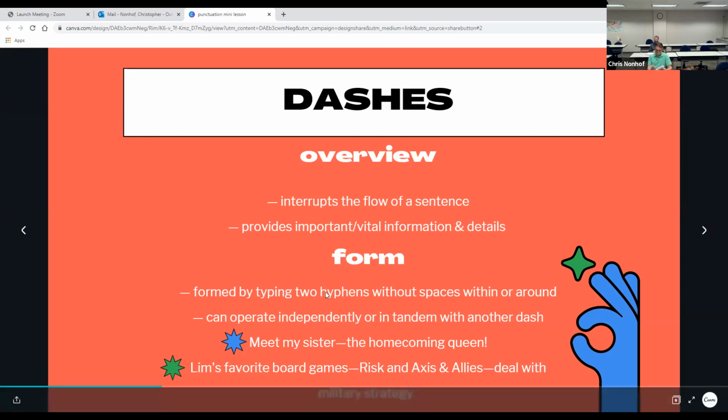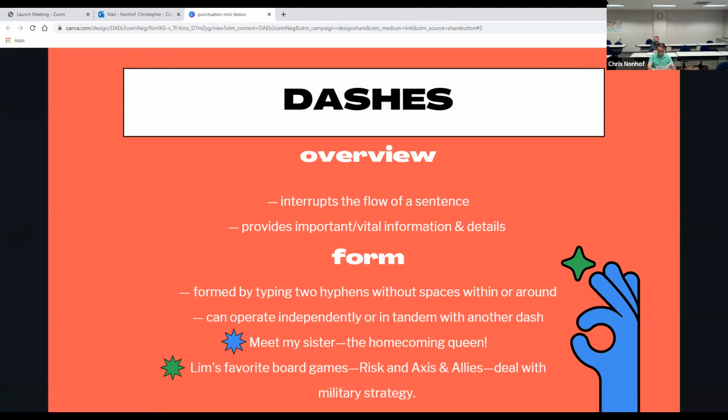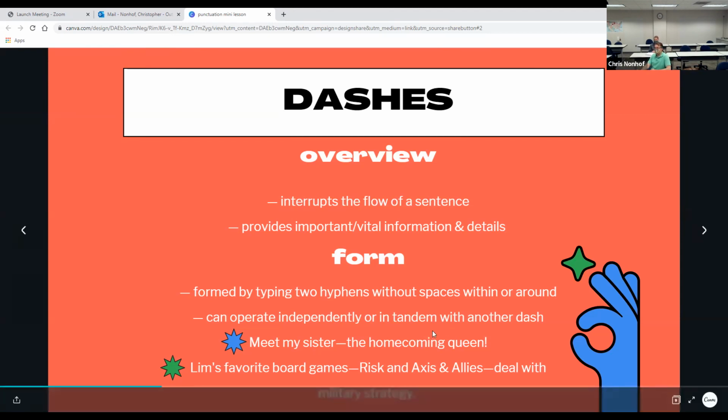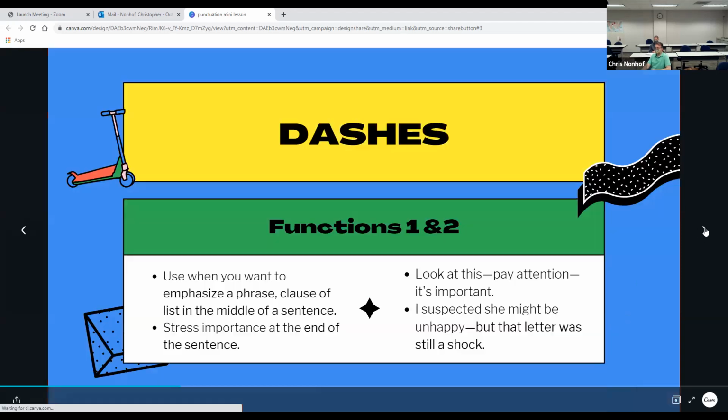So what they look like in a sentence: they're formed by typing 2 hyphens. On your computer, there's a hyphen key, not a dash key, so you type 2 hyphens, and then usually it forms a dash. They can either operate independently or in tandem with another dash. Independently is this sentence right here: meet my sister -- the homecoming queen. Or in tandem: Jim's favorite board games -- Risk and Axis and Allies -- deal with military strategy. So you can use them either way.